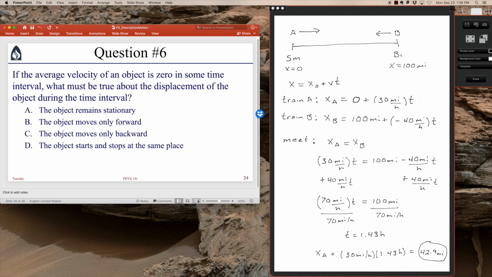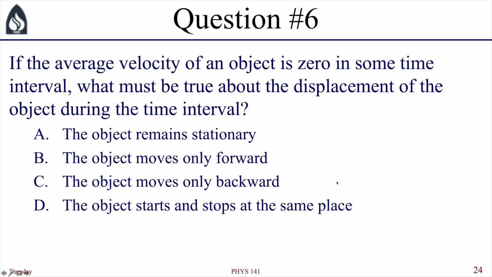So let's look at this question. If the average velocity of an object is 0 in some time interval, what must be true about the displacement of the object during that time interval?